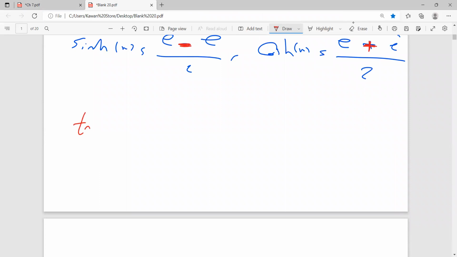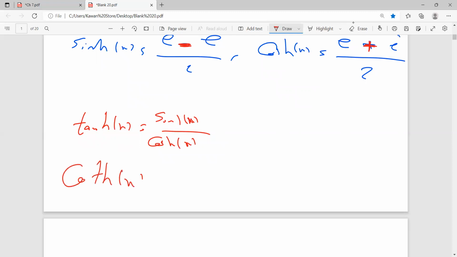Okay. And we also have tan hyperbolic of x. What was tan in the previous case? It was sine over cosine. So here it is the same: sine hyperbolic, sinh, over cosh. Understood? How about cotangent? Cosh over sinh. Understood? It's the same.